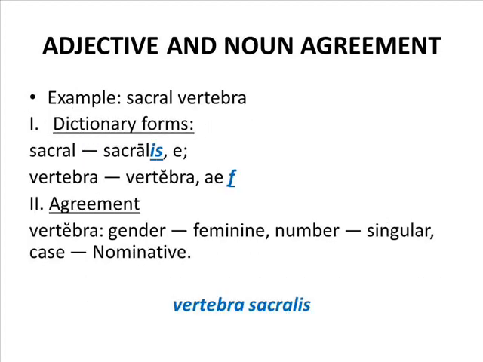Let's translate the following word combination into Latin. First of all, let us write down the dictionary form of every word. Now, let us make up the agreement. The noun is feminine, singular, in nominative case. So in the dictionary form of the adjective we choose the feminine, singular form in nominative case.